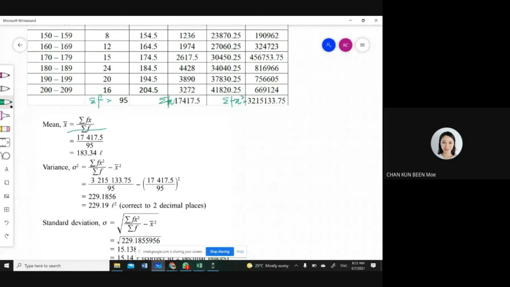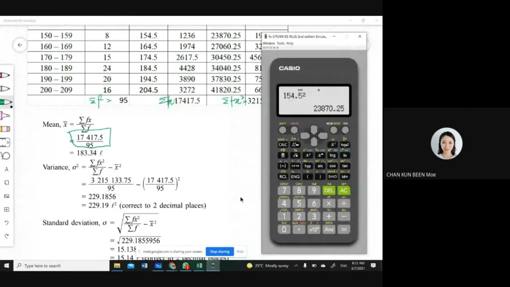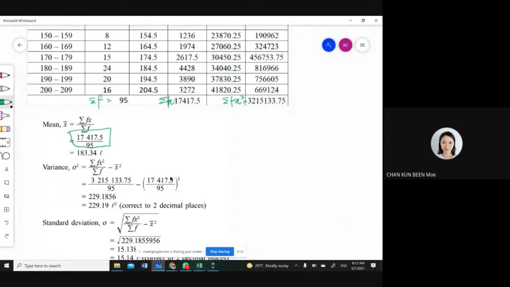Yes, this one is more accurate, because you can see 17417.5 over 95. Let's see how much is the answer. 17417.5 divided by 95. We will have more decimal places. It is 183.3421053. But this one, they already rounded it off. So in your working, when you want to find a mean, your mean should be referring to the step before the answer of the mean, because this one is more accurate.